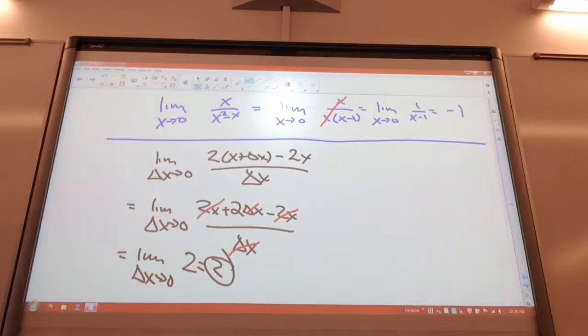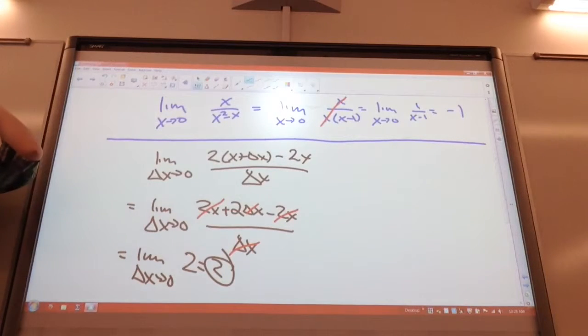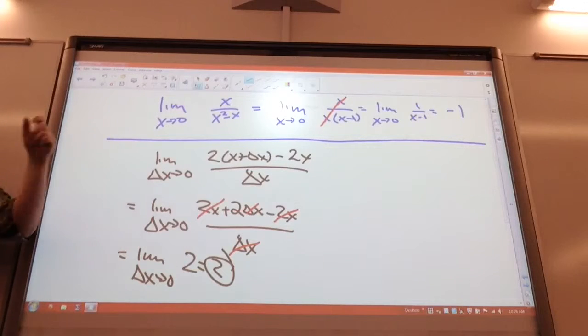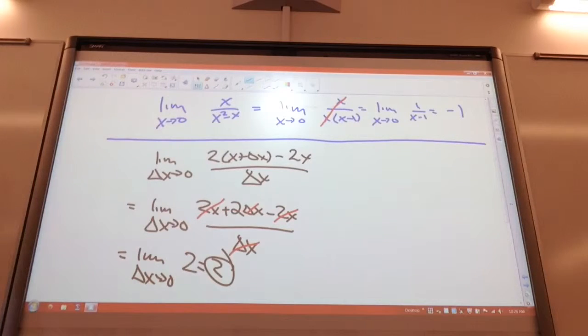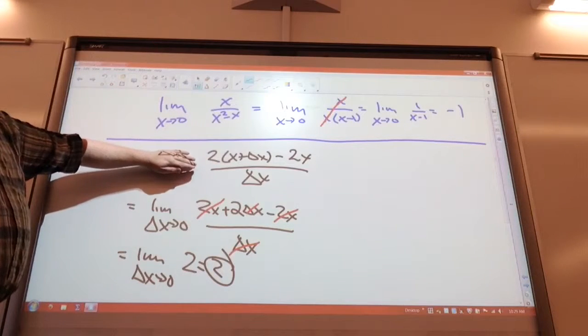2 is my answer. Now, we're going to see this limit a lot. Does anyone recognize what this is suspiciously familiar to? Who has seen this before? What's it called? Difference quotient. Good. This is indeed, if I took out the limit part of this, the difference quotient, right?